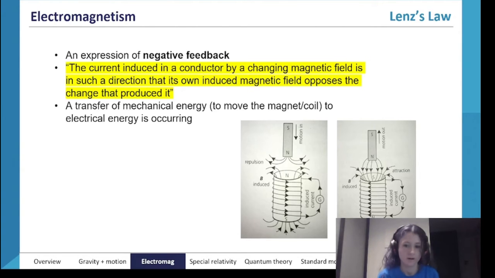And this is kind of hard to wrap your head around. So what this basically means is that if you induce a current using a magnetic field, then the current you induce is going to kind of retaliate, and it's going to generate its own magnetic field in a direction that opposes your own magnetic field, right?